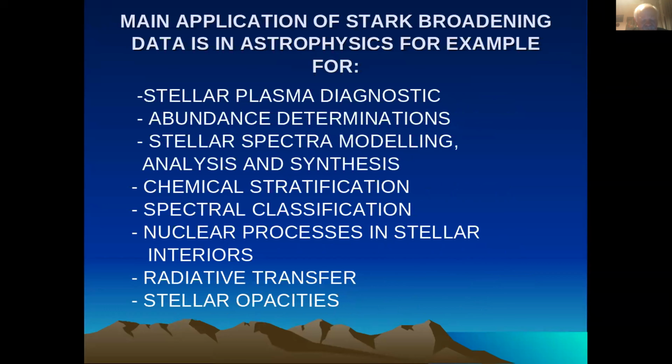The major applications of Stark broadening data are in astrophysics. They can be used for stellar plasma diagnostics to determine electron density and temperature in stellar plasma, then for abundance determinations, for determination of chemical composition of stellar plasma, for stellar spectra modeling, analysis, and synthesis, for chemical stratification.